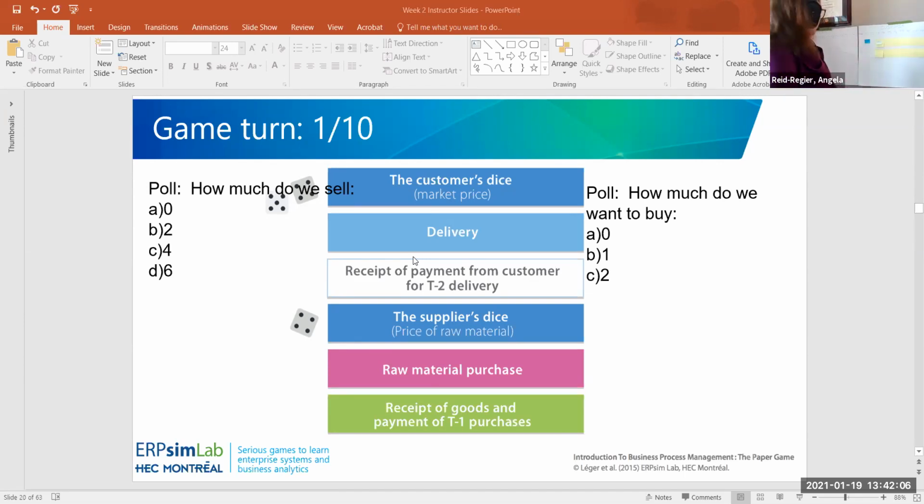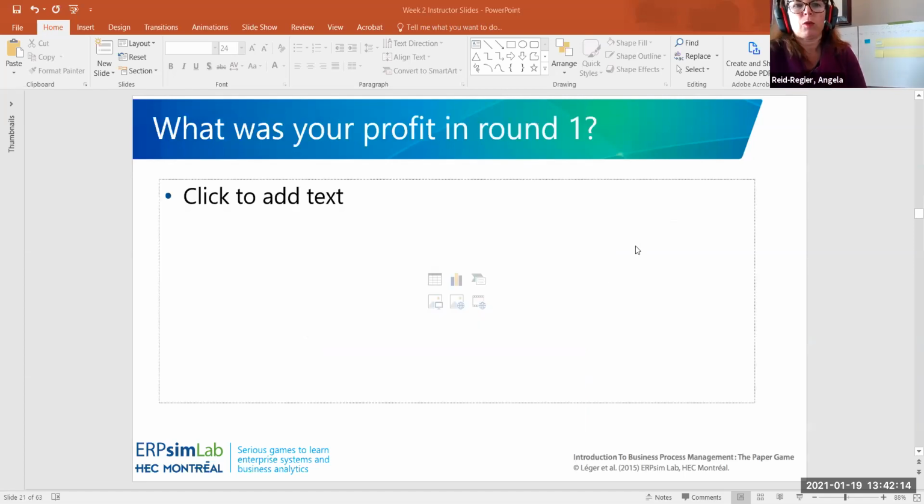So we have sold and bought after round 1. So after round 1, what was our profit in round 1? So we sold 4 pieces, right? It's supposed to be 4, right? We sold 4 pieces at $28. And how much did we buy that sheet for? Okay, so think about that. Are you able to tell me what your profit is in round 1?